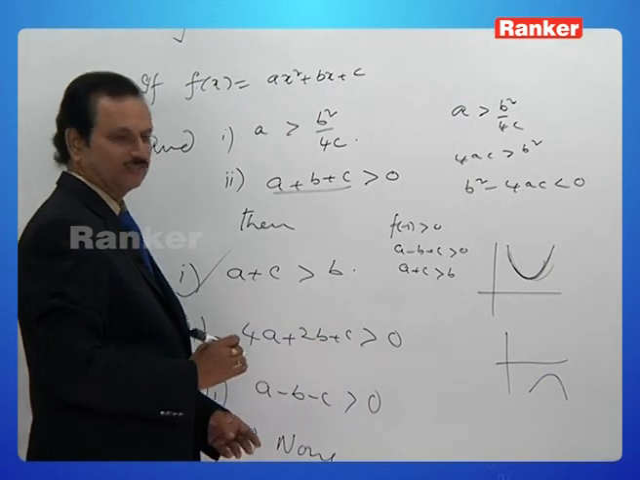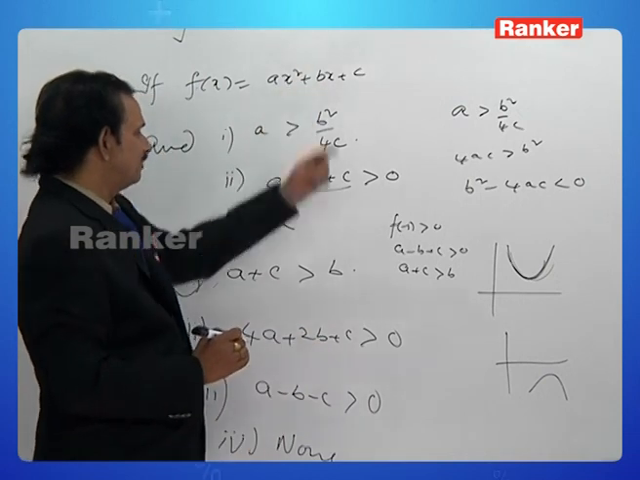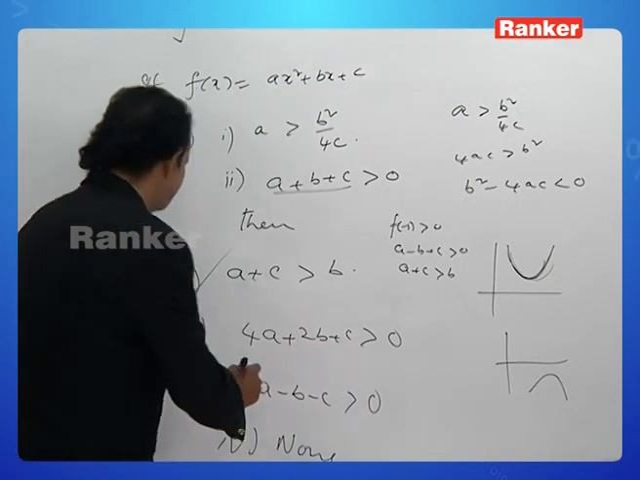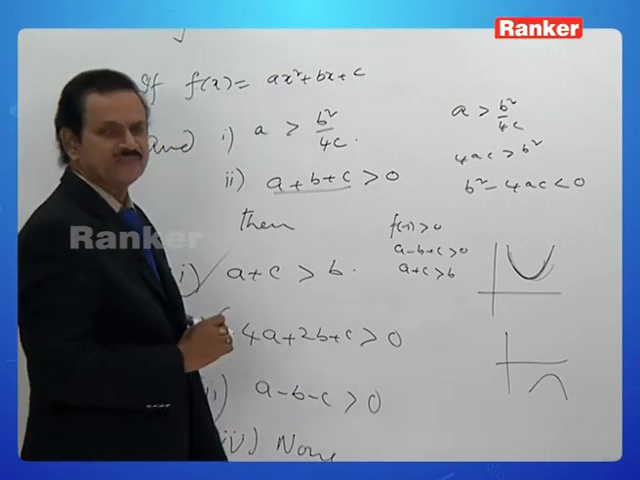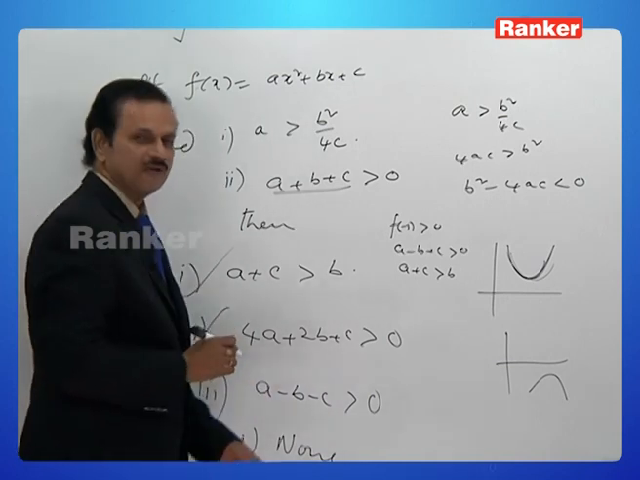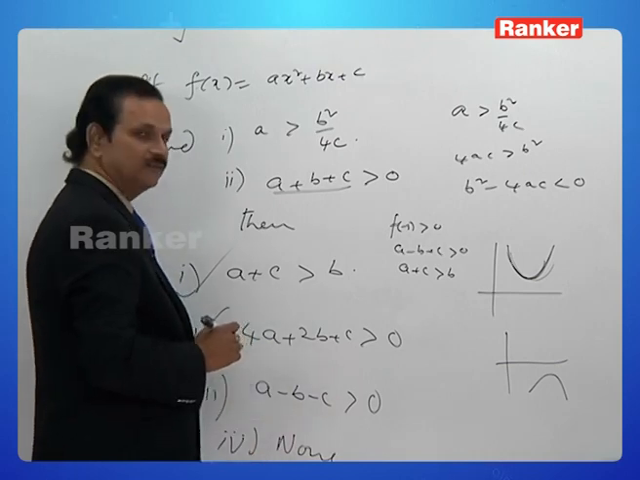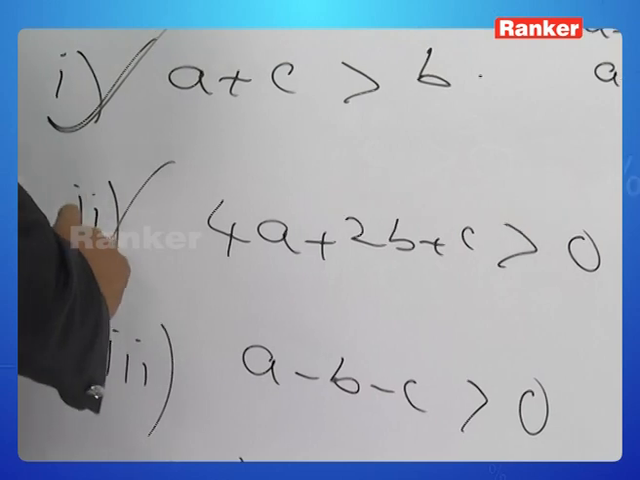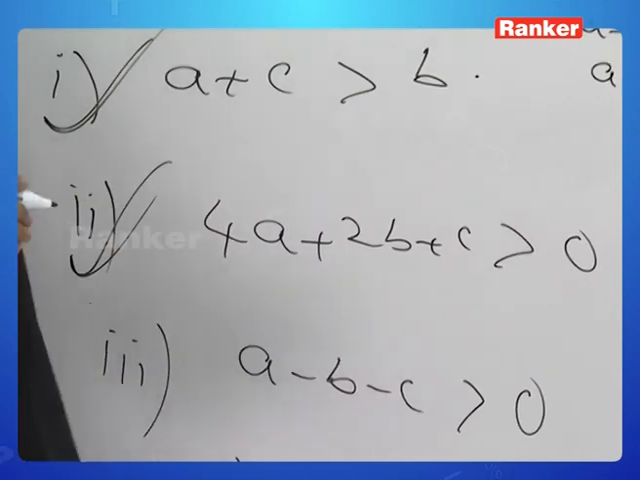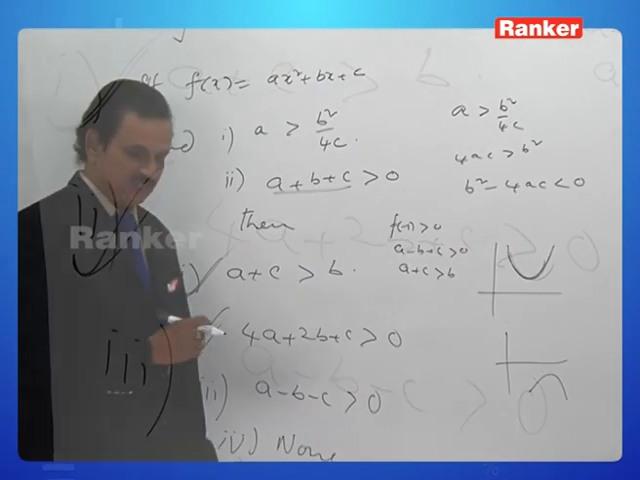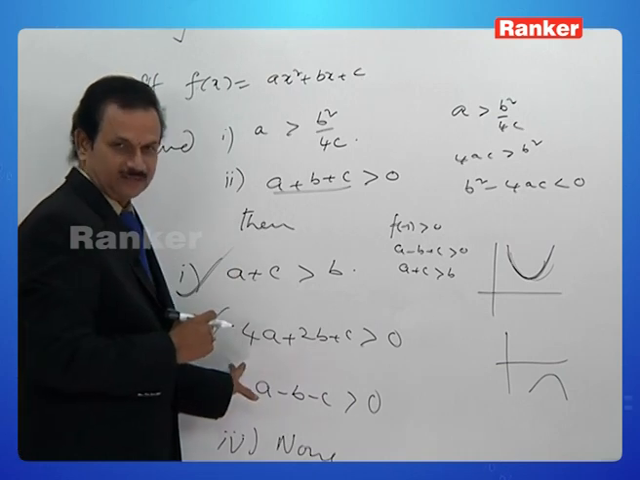Observe this. 4a plus 2b plus c. What is that? 4a plus 2b plus c is nothing but f of 2. As positive, this is correct. What is a minus b minus c? We are not able to have any f of x here. We are not able to decide here. These two are of course correct. Therefore, this is a question having multiple answers. This is correct. This is also correct.